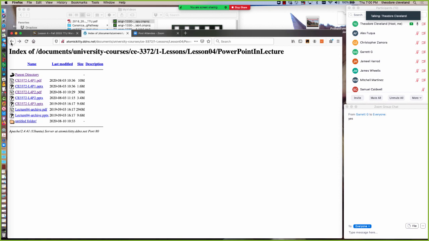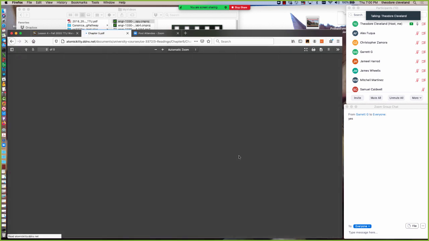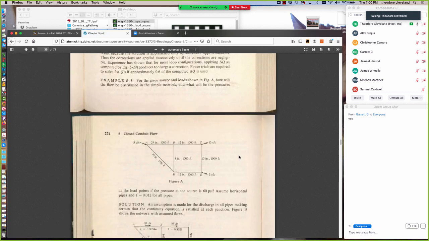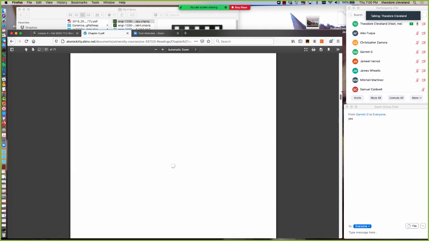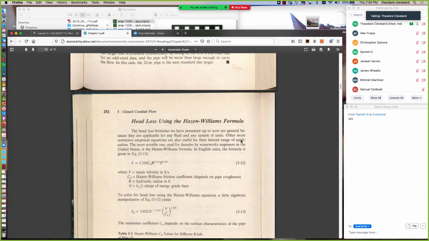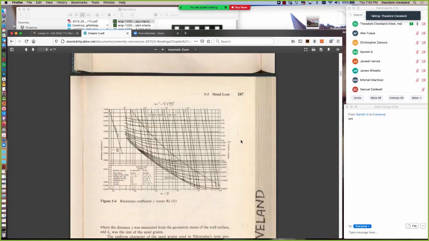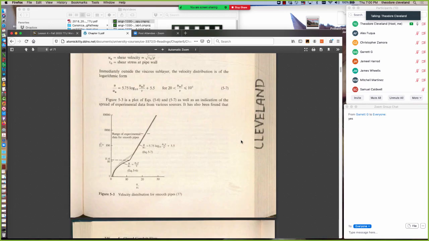There's a lot in this entire portion of this chapter that I will point you to on energy grade lines and hydraulic grade lines. If I can find it. I hope I didn't just pass it. I sure did.